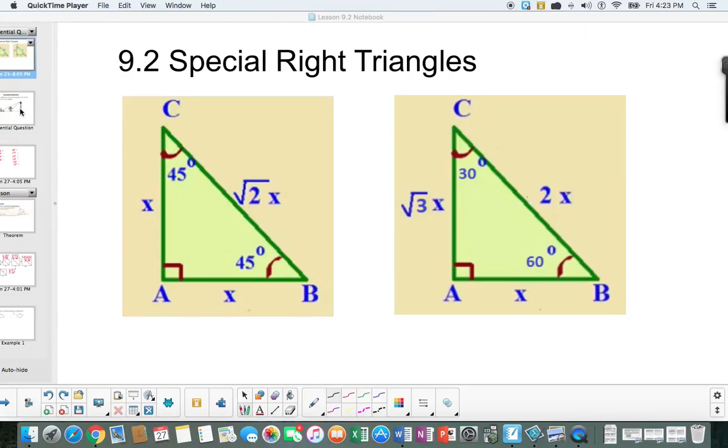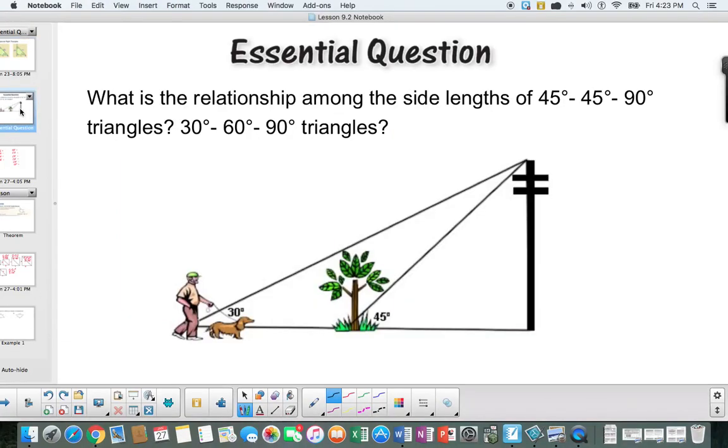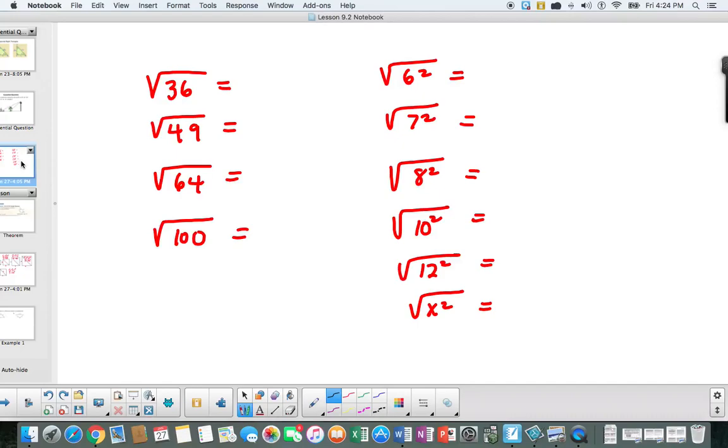9.2 Special Right Triangles. Essential question: what is the relationship among the side lengths of a 45, 45, 90 degree triangle and a 30, 60, 90 triangle? Before we start, let's go ahead and review some square root information.